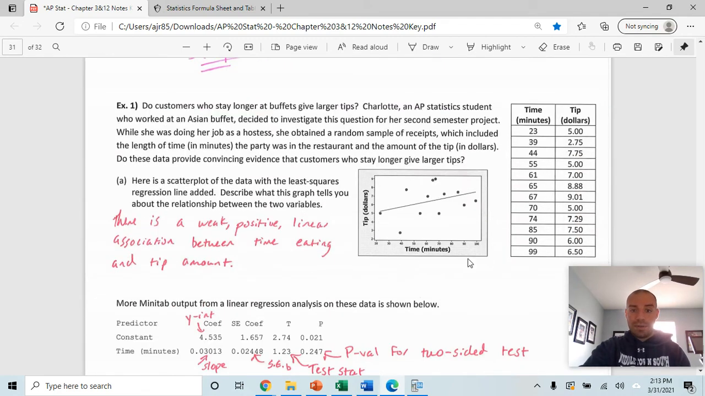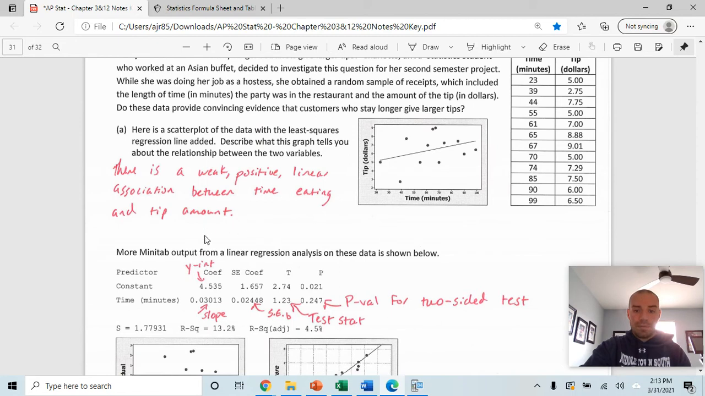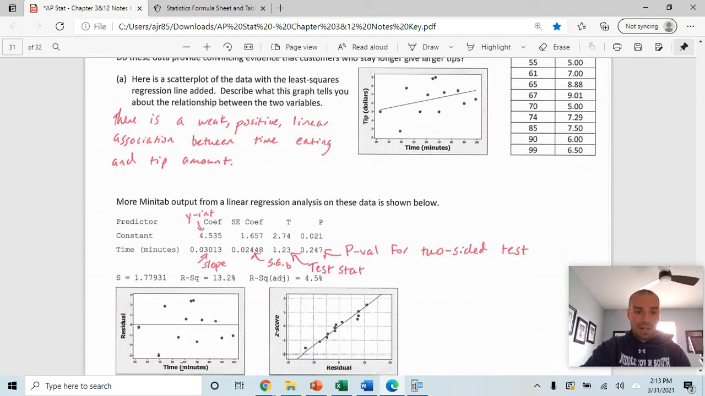So here's a scatter plot with time and tip, how much time people spent at the restaurant or buffet and how much they tipped in money. They're giving us a computer output as well as the scatter plot and a residual plot. Or sorry, here's the scatter plot. Here's the residual plot. We don't really care about this one here. This is your basic residual plot.